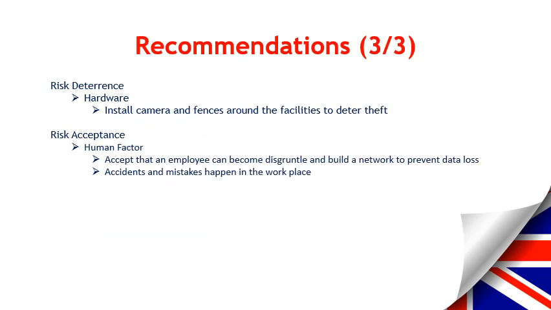Lastly, risk deterrence and risk acceptance. For deterrence, hardware, install cameras and fences around a facility to deter theft. Risk acceptance, human factor. Accept that an employee can become disgruntled and build a network to prevent data loss. Also accept that accidents and mistakes happen in the workplace.